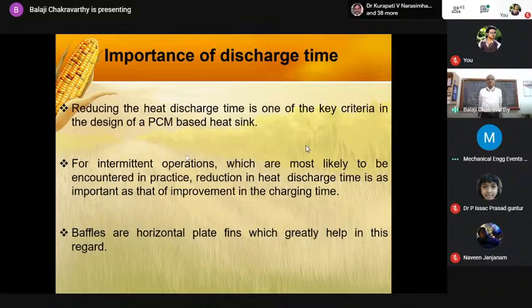Reducing the discharge time is one of the key criteria in the design of a PCM-based heat sink. For intermittent operation, I told you, on, off, on, off, on, off, they are most likely to be encountered in practice. Reduction in discharge time is as important as the improvement in charging time. Therefore, Rajesh Akula did his work where we said that we'll put some horizontal baffles, made of some conducting material, wherein we disrupt the melting mechanism and the convection inside the heat sink, so that we will see whether this outcome is improved.